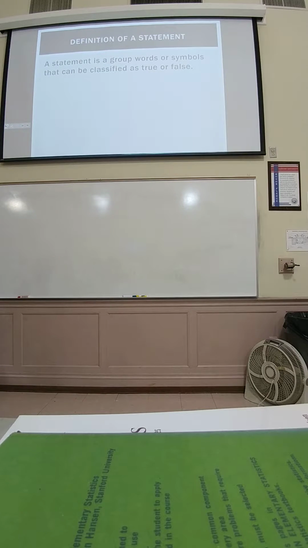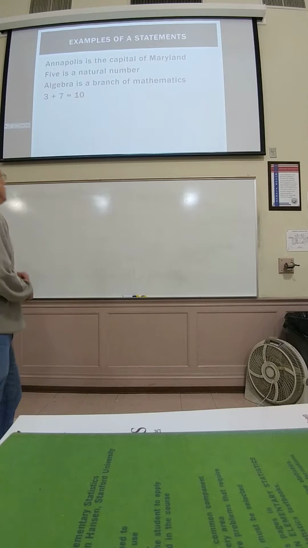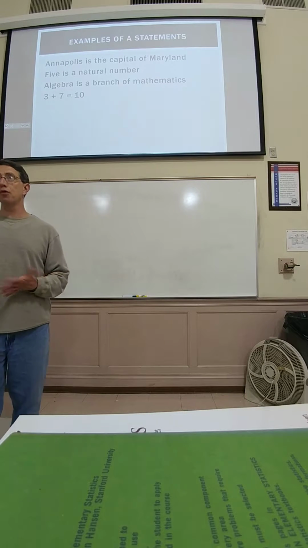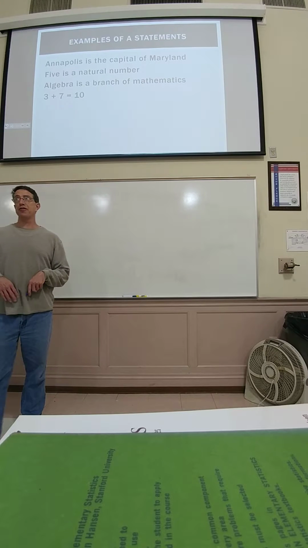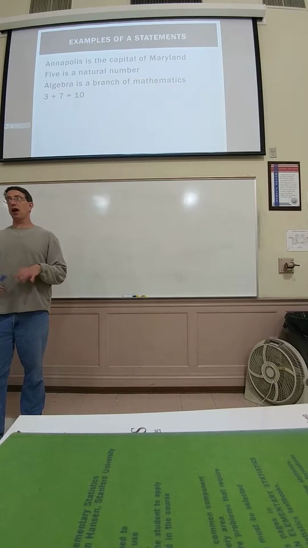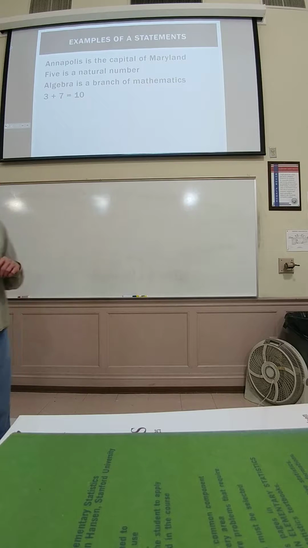A statement is a group of words or symbols that can be classified as true or false. So it doesn't matter what the result is, whether it's true or false, just the fact that the group of words that you have can be classified as true or false. So, for example, Annapolis is the capital of Maryland. That, of course, is true, but it is a statement. If I said Baltimore is the capital of Maryland, which is obviously not true, it's still a statement because it falls under that category. It can be classified as true or false.